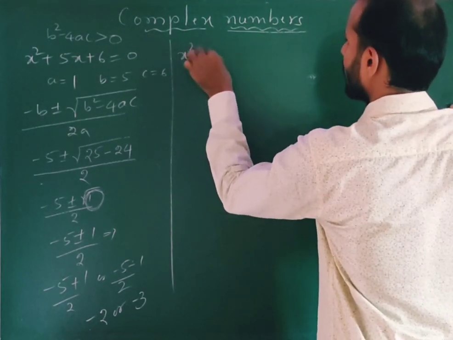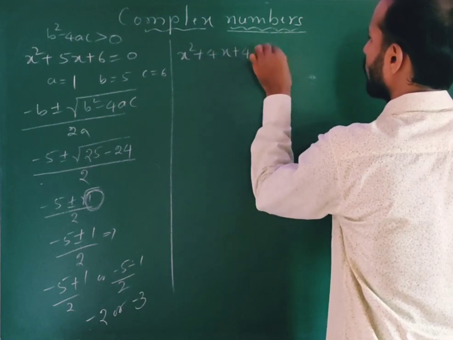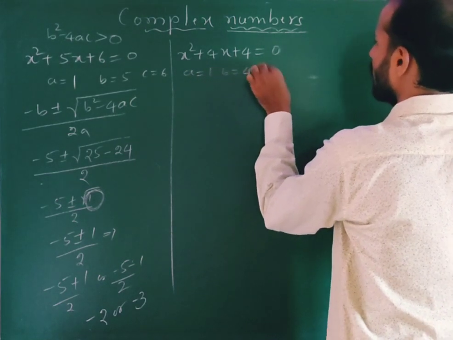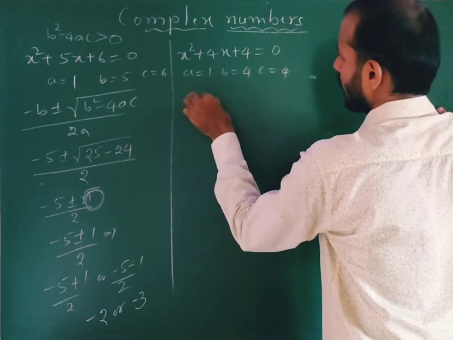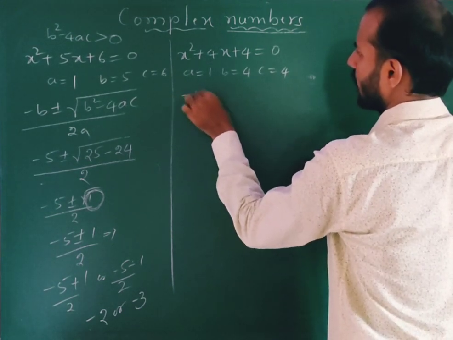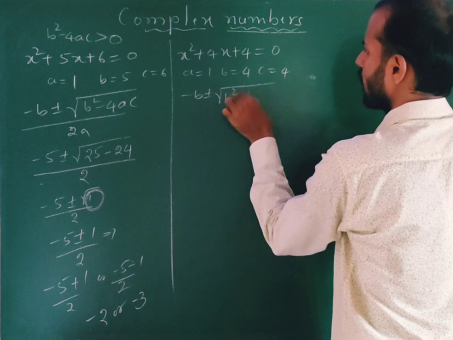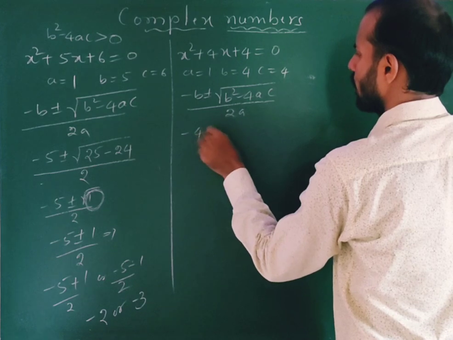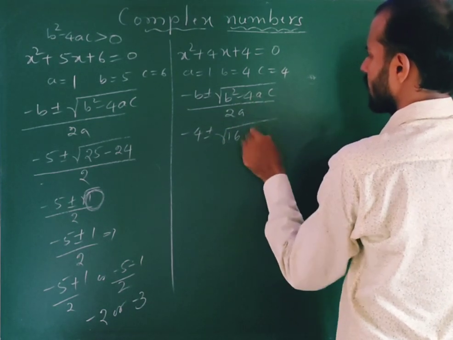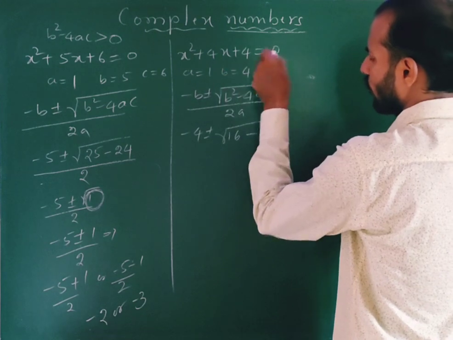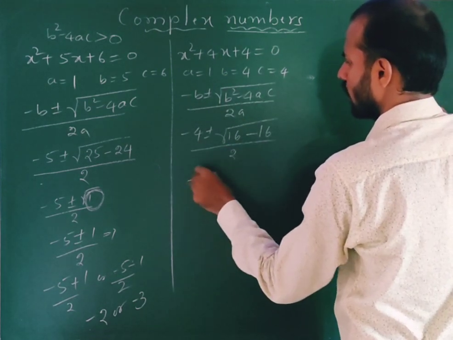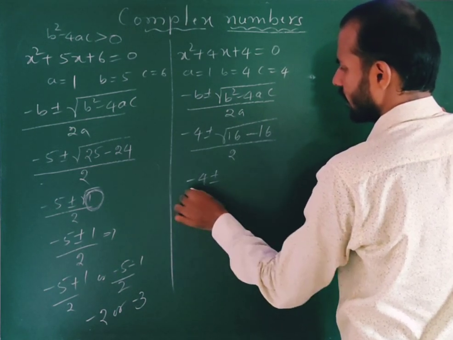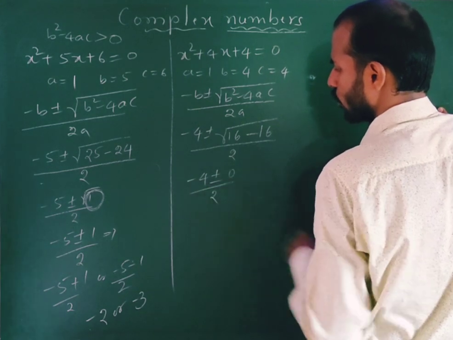x square plus 4x plus 4 equals to 0, right? Here also a equals 1, b equals 4, c equals 4. It is minus 4. The formula is minus b plus or minus under root of b square minus 4ac upon 2a. Therefore minus 4 plus or minus, b square means 16, 4ac, 4 1s are 4, 4 4s are 16, upon 2. Therefore minus 4 plus or minus root 0, which means it is 0, neglected, right? 0 by 2.